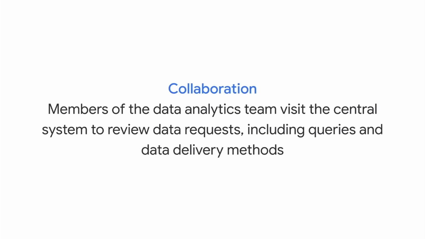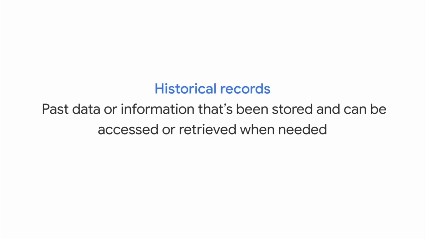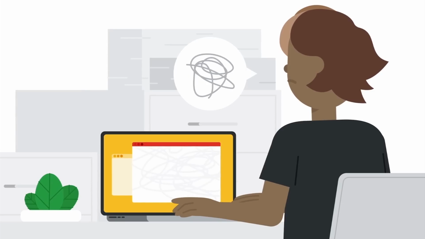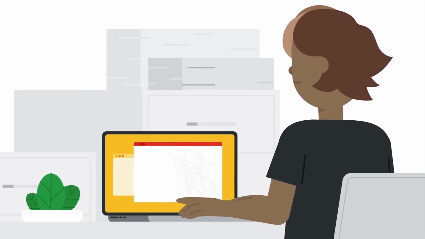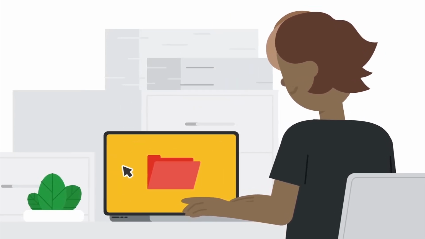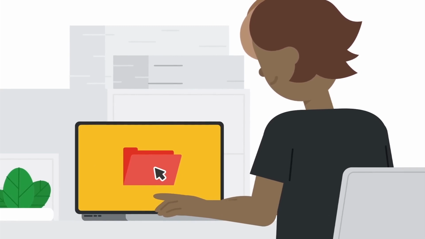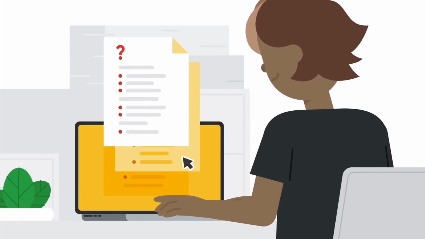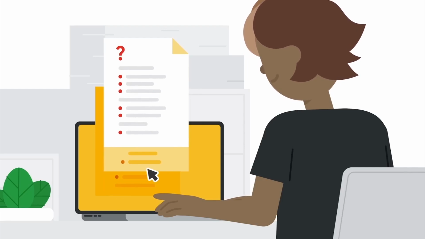Collaboration happens when members of the data analytics team visit the central system to review data requests, including queries and data delivery methods. Historical records are past data or information that's been stored and can be accessed or retrieved when needed. This supports collaboration and helps refresh your own memory. For example, maybe you can't remember why you wrote a specific query a year ago. If it's documented, you can go back to the original request, review your notes, and remind yourself of why you wrote it. This can be a great time saver for new projects.